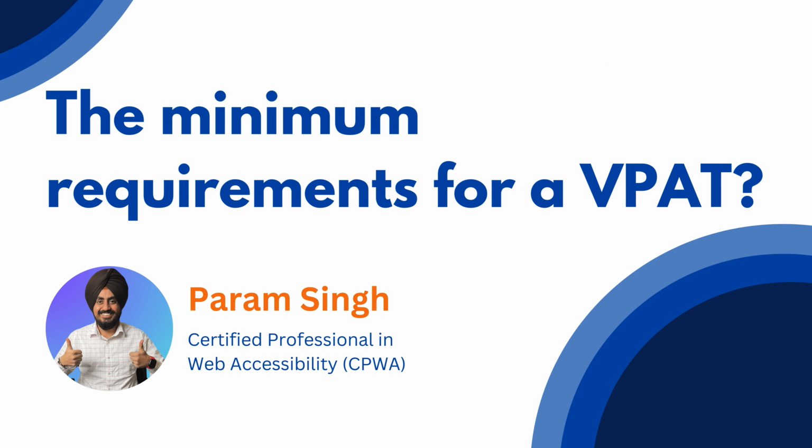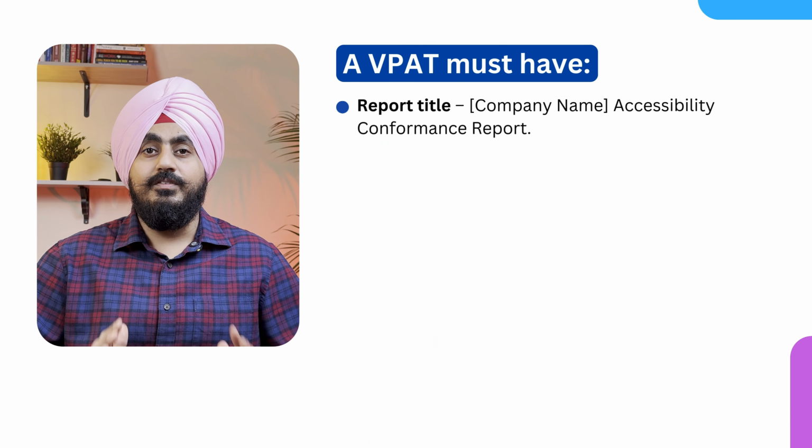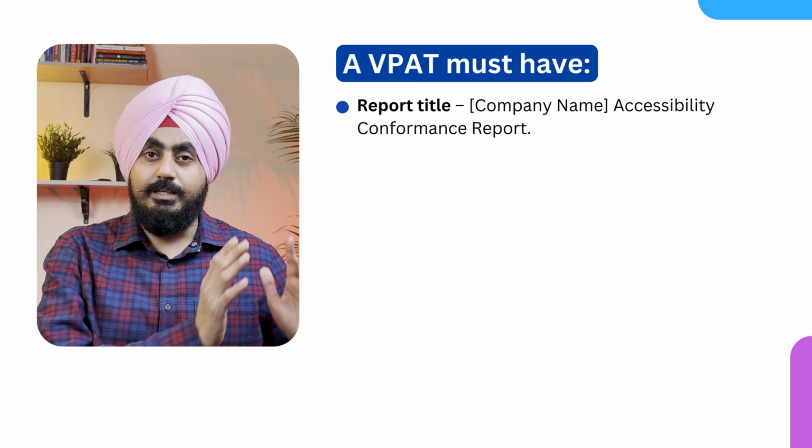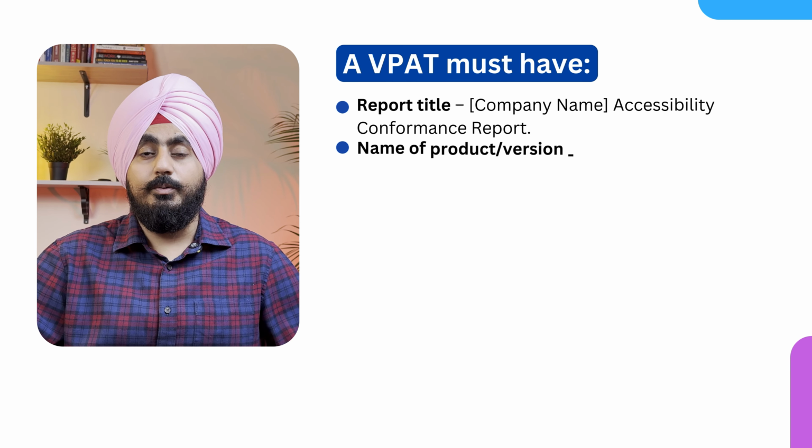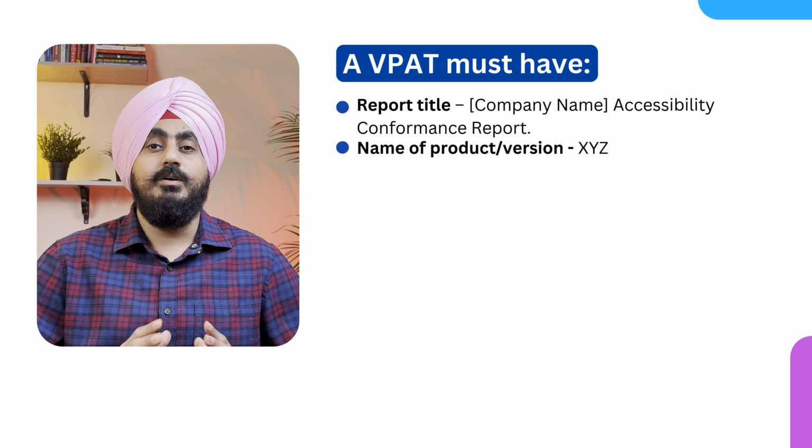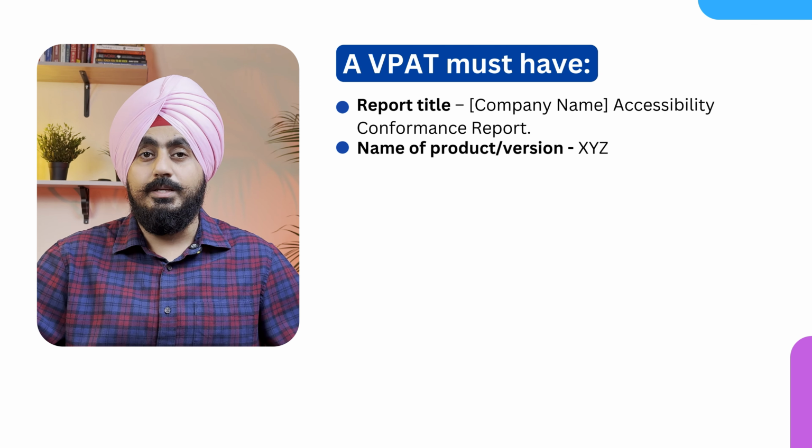Ever wondered what makes a VPAT more than just a checklist? Behind every accessibility conformance report is a structured framework that reveals how well a product meets accessibility standards. But what exactly goes into this report? Let's break it down. To begin with, we have the report title. Every VPAT must begin with a title, such as company name, accessibility conformance report. Number 2, name of the product and version. The name of the product and its version must be included.